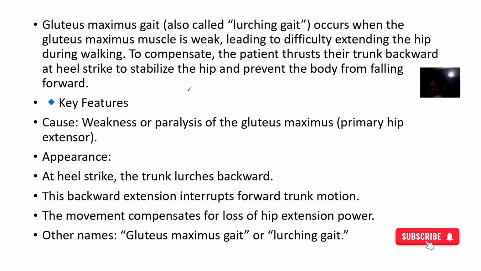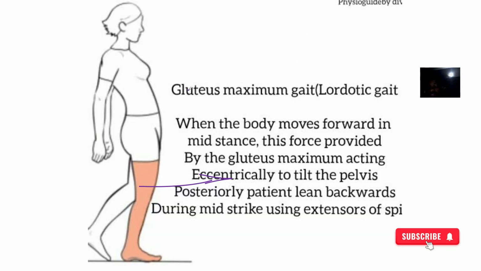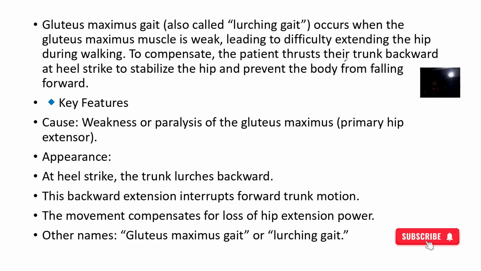So it occurs when the gluteus maximus muscle is weak, leading to difficulties in extending the hip during walking. So to compensate for that weakness, the patient is now thrusting their trunk backward, while their lower limb is going to the front. You are trying to prevent the body from falling. Okay, so the cause is due to weakness or paralysis of the gluteus maximus.